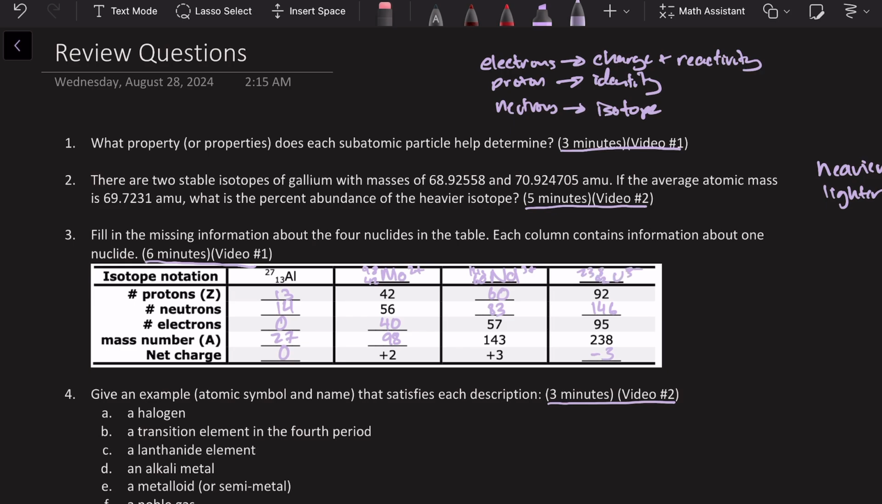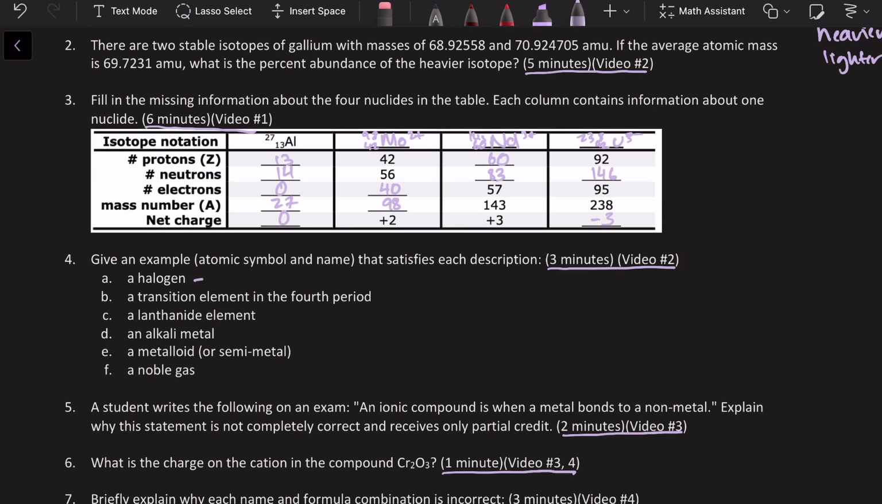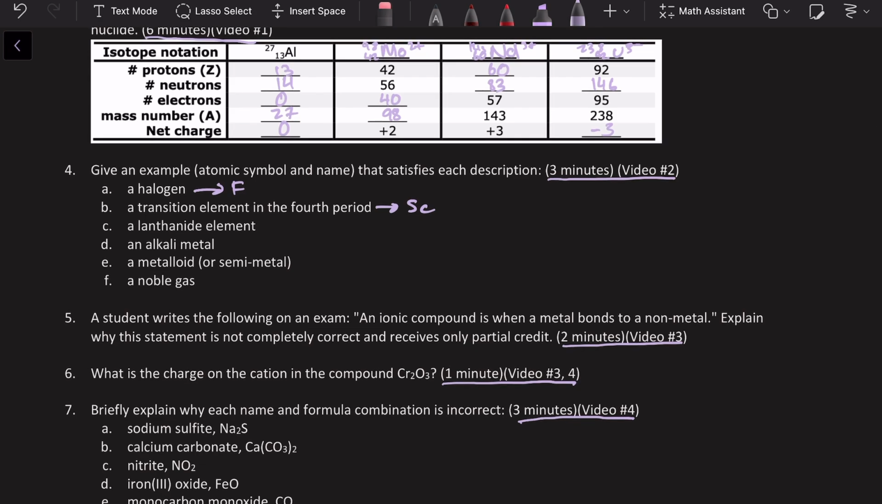Okay, next question. Give an example atomic symbol and name that satisfies each description. So halogens, we got fluorine, bromine, chlorine, or iodine, which is F, Br, Cl, or I. A transition element in the fourth period, we got Sc scandium, Ti, V, Cr, Mn, Fe, Co, Ni, Cu, or Zn. A lanthanide element, so La, Ce, Pr, Nd, Pm, Sm, Eu, Gd, Tb, Dy, Ho, Er, Tm, Yb, or Lu.